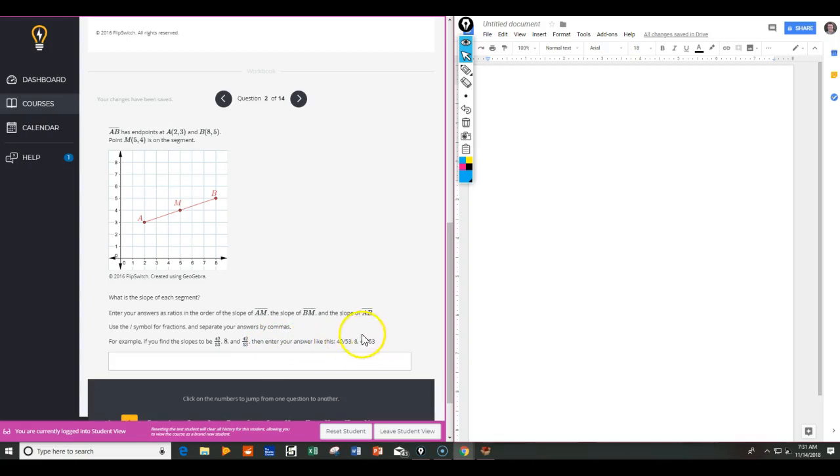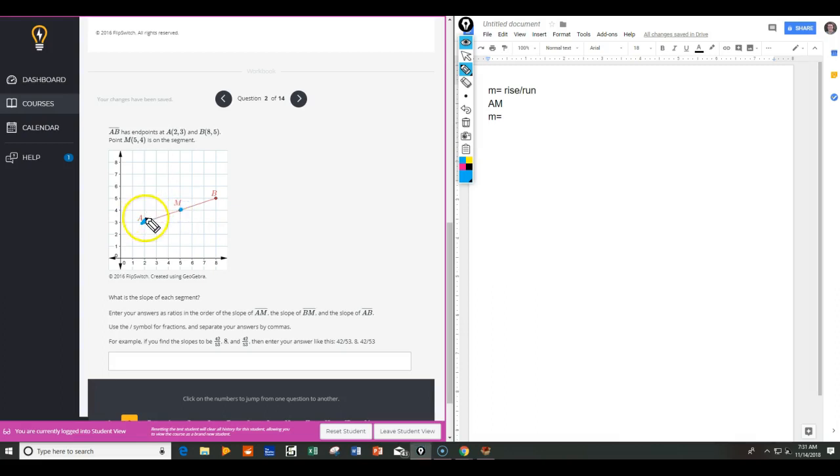So it's listed out. So again, what is the slope? Slope is commonly referred to as m, so the slope is equal to our rise divided by our run. So the slope of segment AM is equal to, okay, well, our rise, here's our A, here's our M.